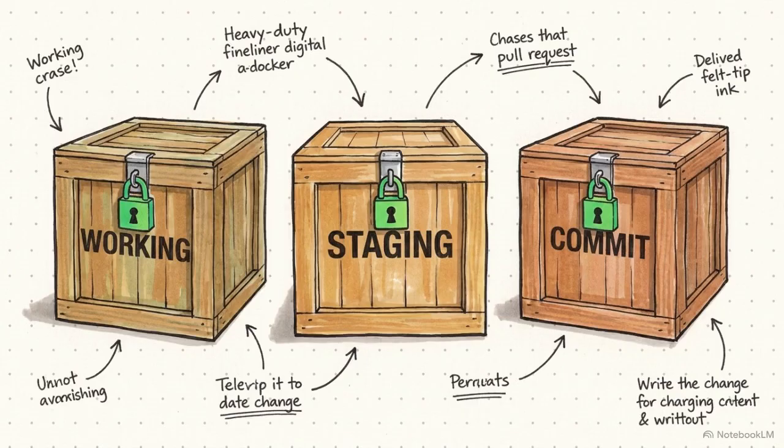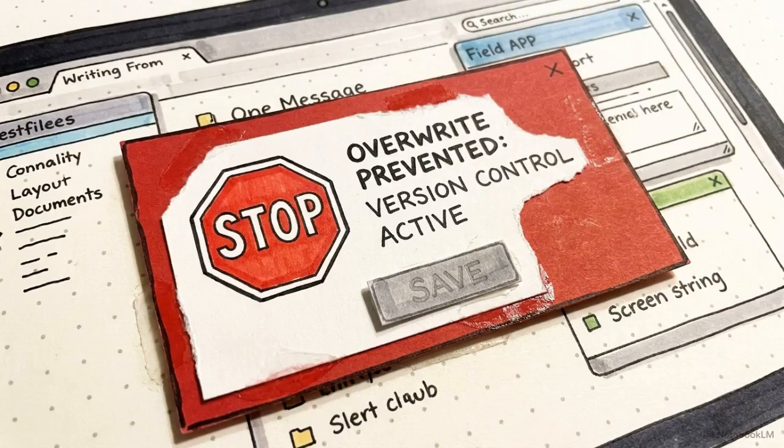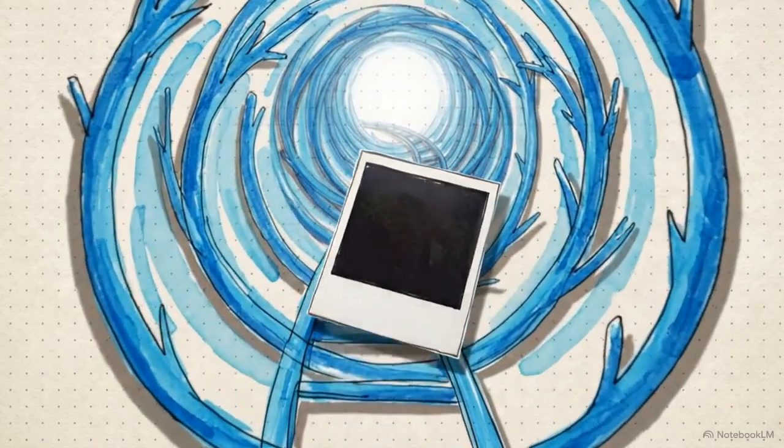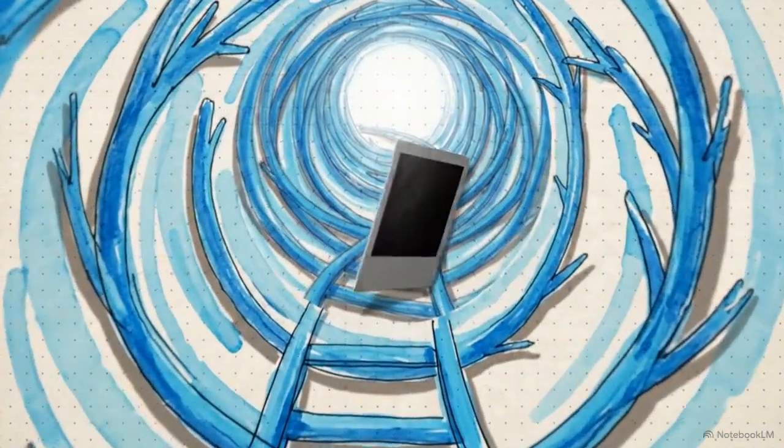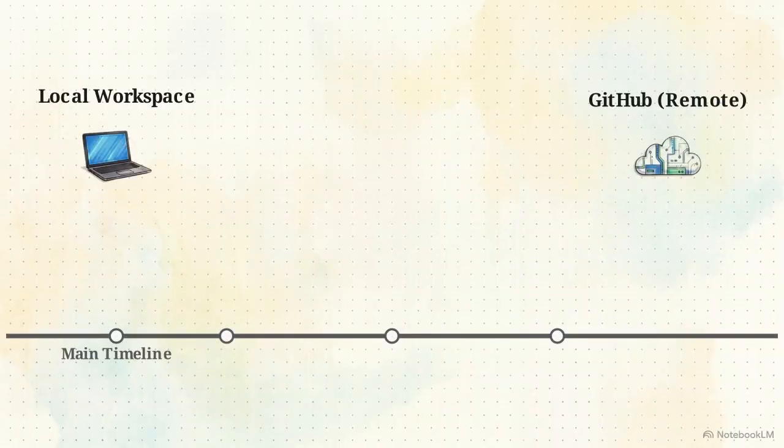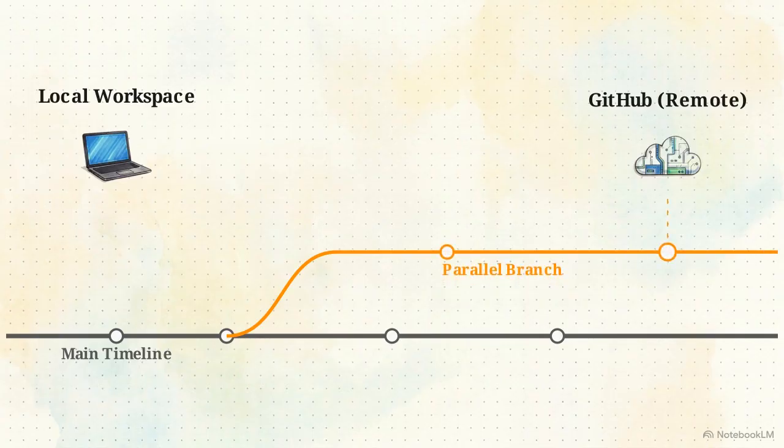By forcing you to pack and label your edits through this three-zone local model, the system completely prevents accidental destructive saves. But how do we safely move those local snapshots up to the cloud? This diagram illustrates the concept of a branch. It creates a safe, parallel universe that splits off from the main timeline, allowing you to experiment and build freely without touching the core project.